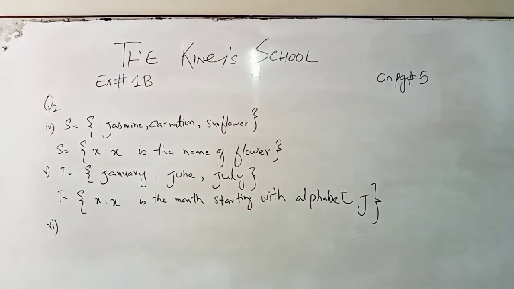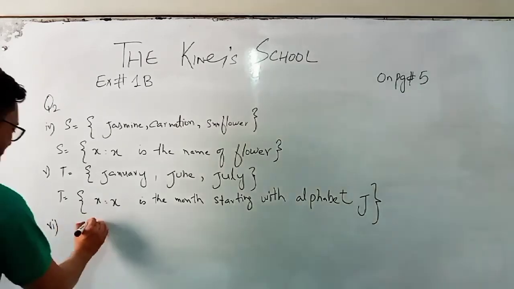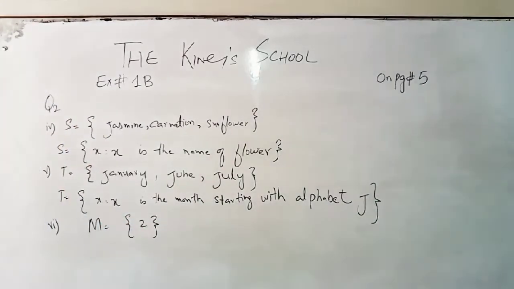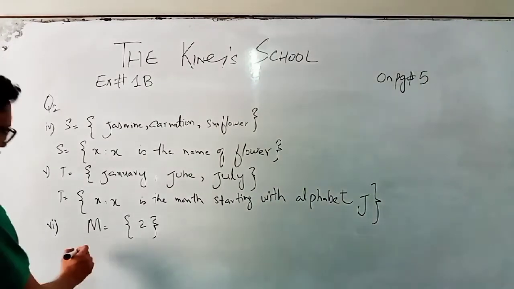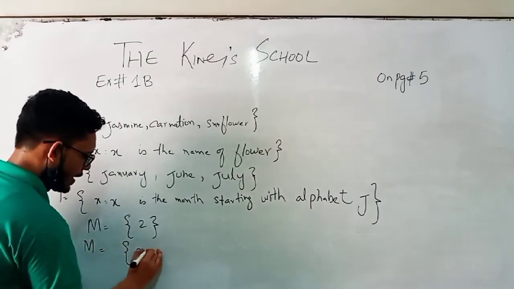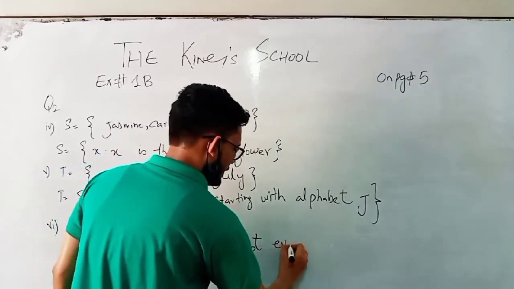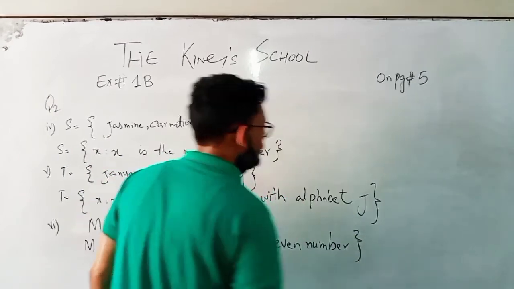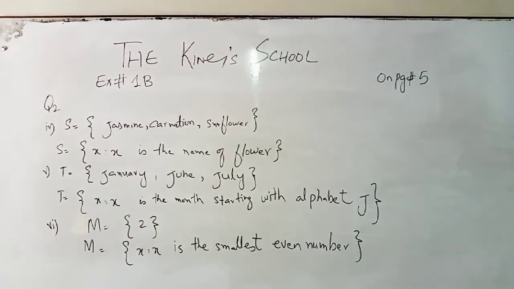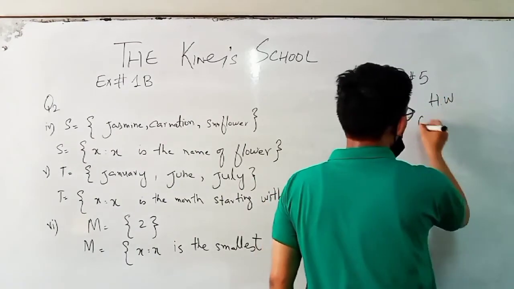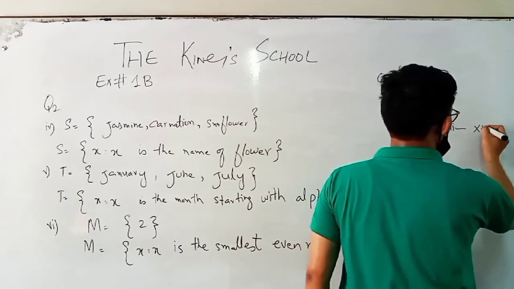Now the sixth one is M equals 2. So we can write M equals X such that X is the smallest even number. Students, I have completed this sixth part, and in question number 2 we have 12 parts. So the remaining 6 parts will be your homework: question number 2, parts 7 to 12.